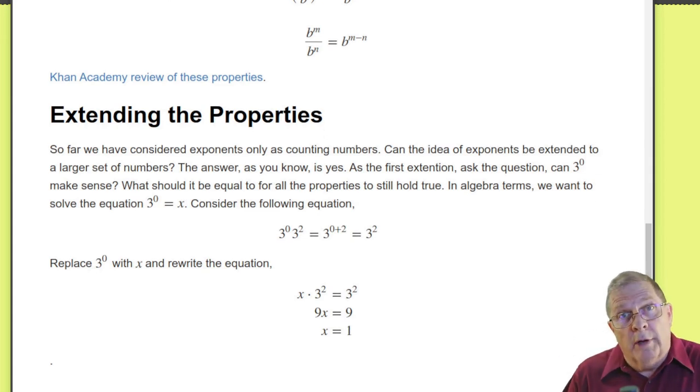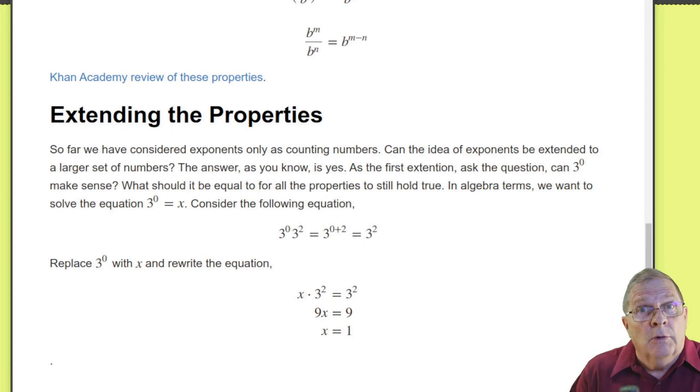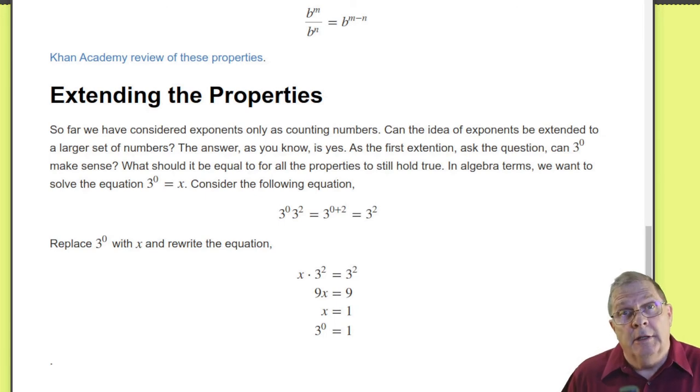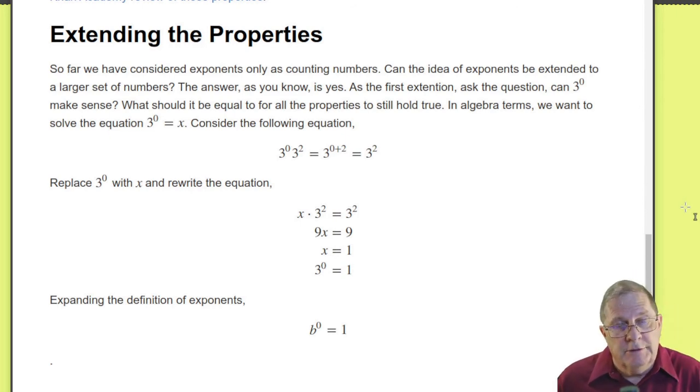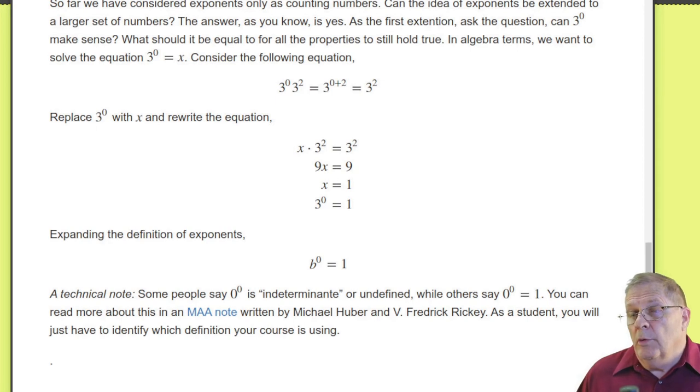But remember, what we were looking for here was to find out what x was. X, remember, is 3 to the 0 power. This leads to an expanded definition for exponents. We need to say that b raised to the 0 power is 1. So let's add that to another one of our properties of exponents: b to the 0 power is 1. Now there's a technical note we need to make: what about 0 to the 0 power? Some people say that's indeterminate or undefined, and other people say that it should be equal to 1. You can read more about that in the MAA note. There's a link in the handout.